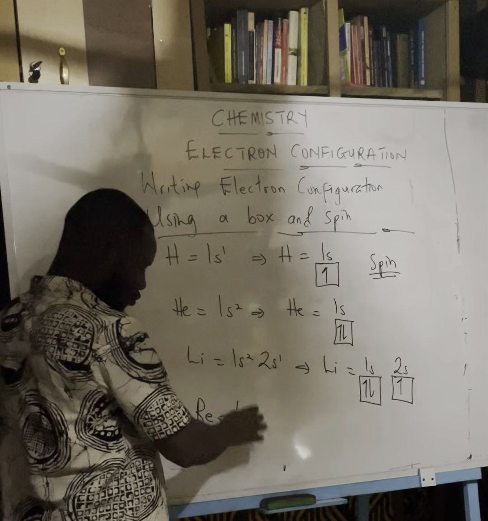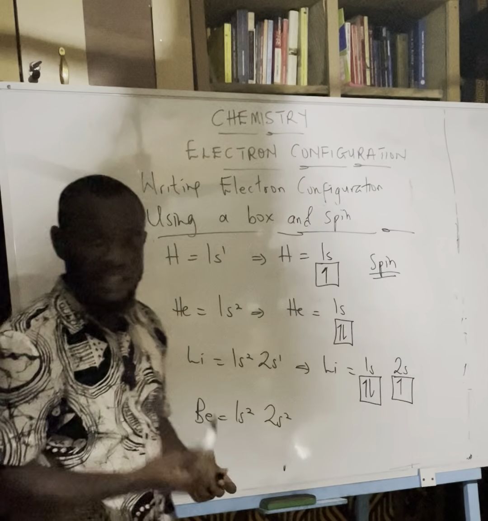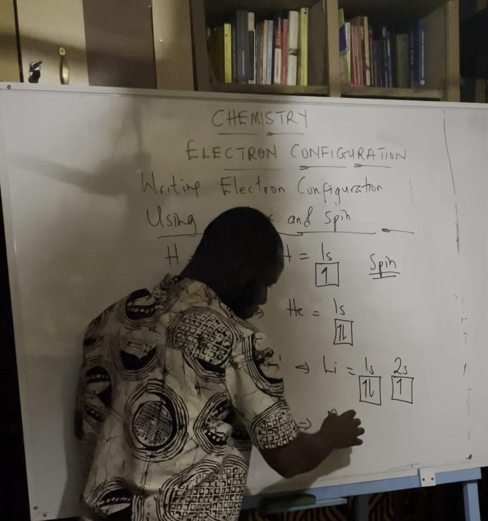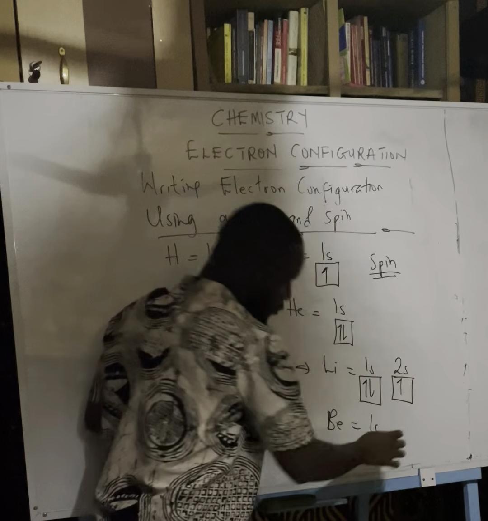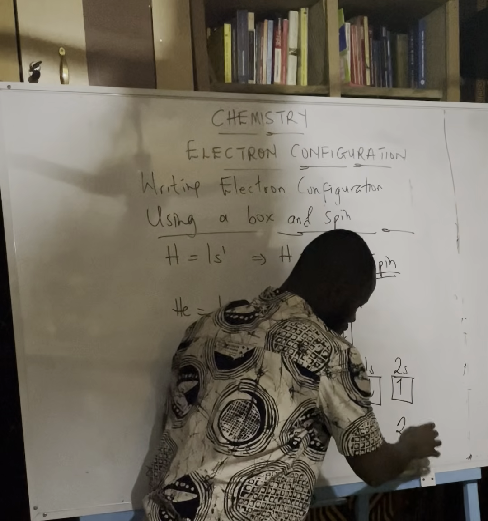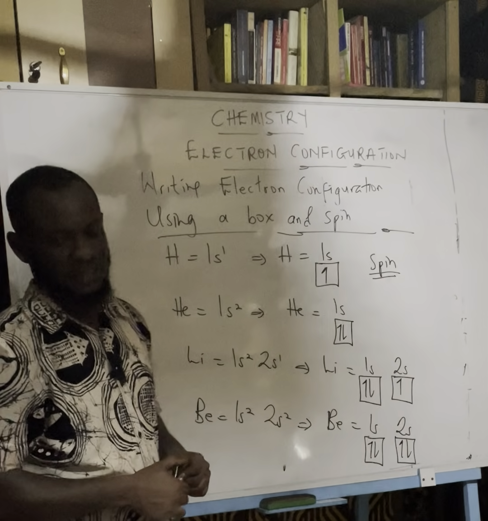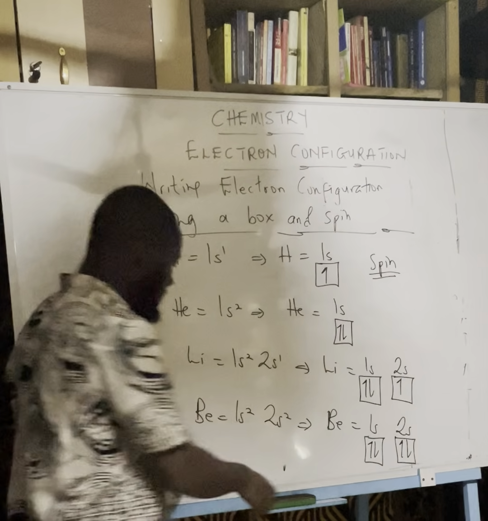So quickly, let's go. Beryllium, 1s2, 2s2. This is what we write. But using the spin notation, we are going to have beryllium, 1s, you draw your box, one spin facing up, one spin facing down. And go to 2s, one spin facing up, one spin facing down. Okay, so now we move on to boron.